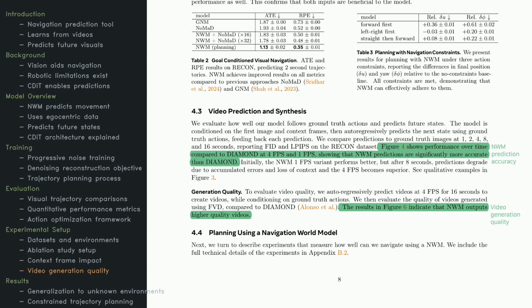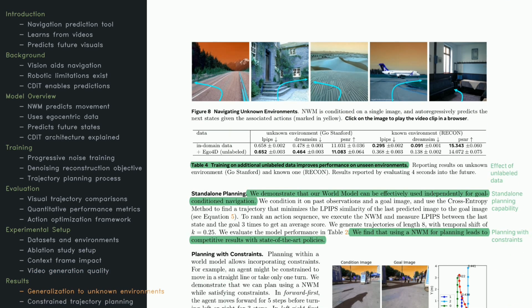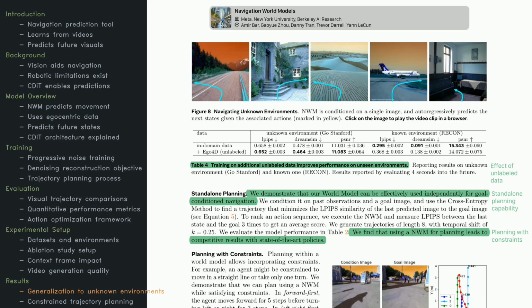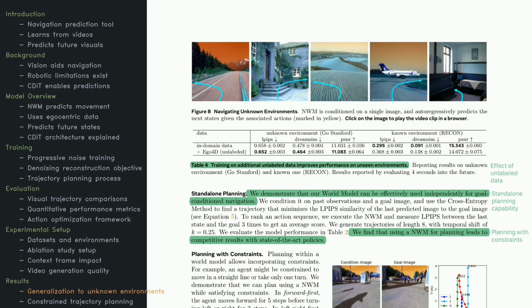This all sets the stage for the final navigation experiments, how this model truly performs when you set it loose to find paths in real or simulated settings. Next comes a look at how the navigation world model does in both known and unknown settings. Adding extra unlabeled data, like random videos, seems to help, especially for brand new places the model has never encountered.